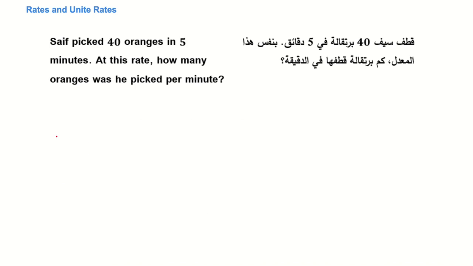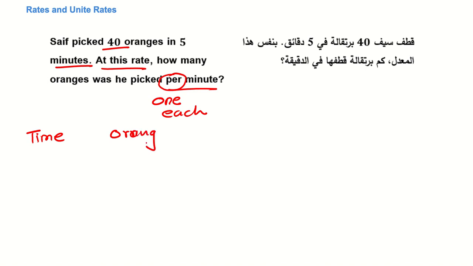So let's start it. See, here in this question: Saif picked 40 oranges in 5 minutes. At this rate, how many oranges will he pick per minute? Now here you need to understand one thing, that per means 1. You can say each minute or per minute, for 1 minute, all the meanings are the same. Now you see what is given here. First is time and another is oranges.